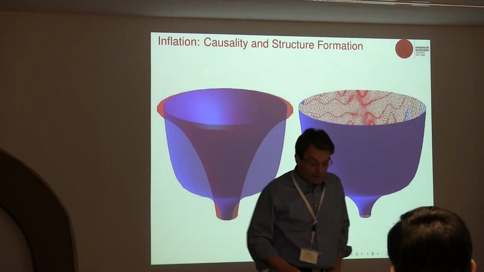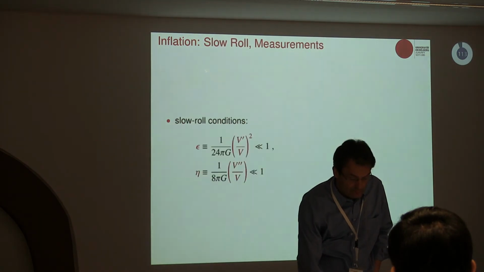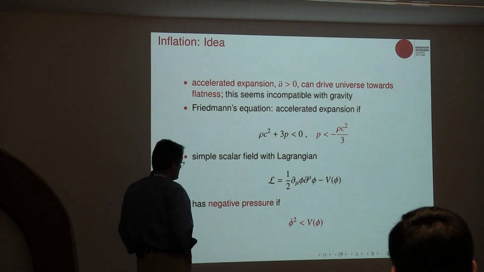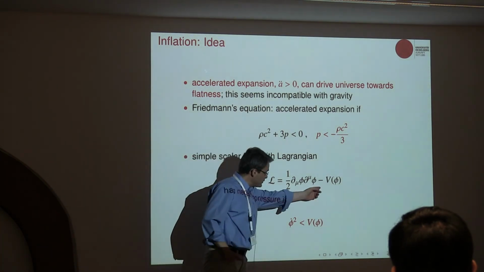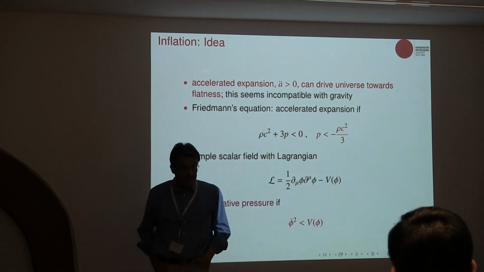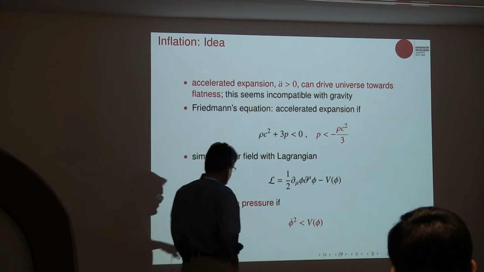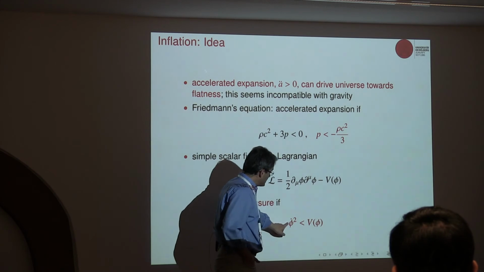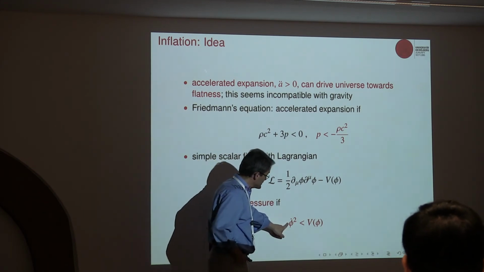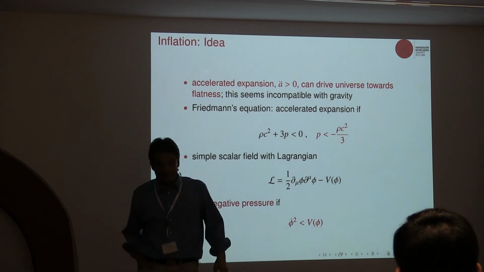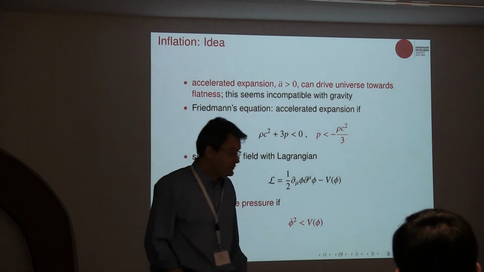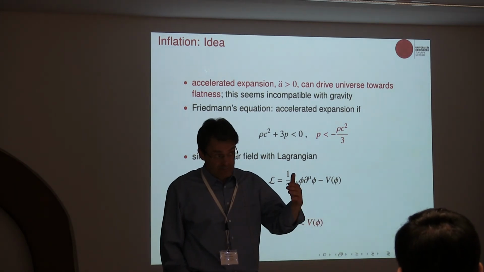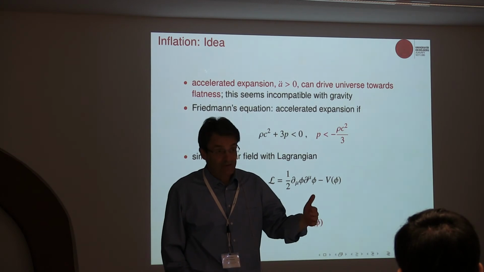All right, how can you do this? Well, you can achieve this, for example, by a scalar field. If you model the Lagrangian of this scalar field in this very simple way, and introduce a sufficiently strong potential for the scalar field, and if you then arrange that the kinetic energy in the scalar field is much smaller than the potential energy of the field, then you can easily show that the scalar field will have an effectively negative pressure.